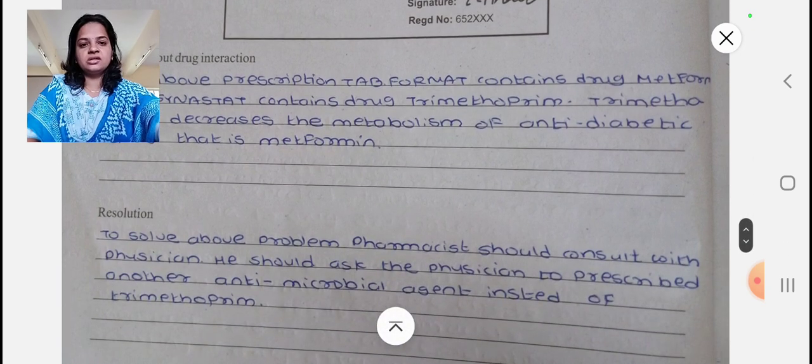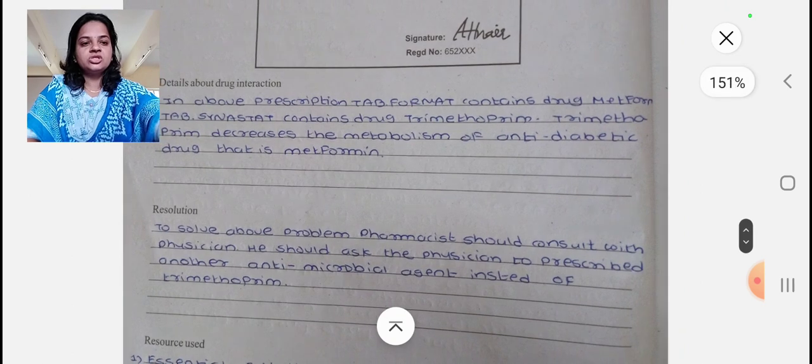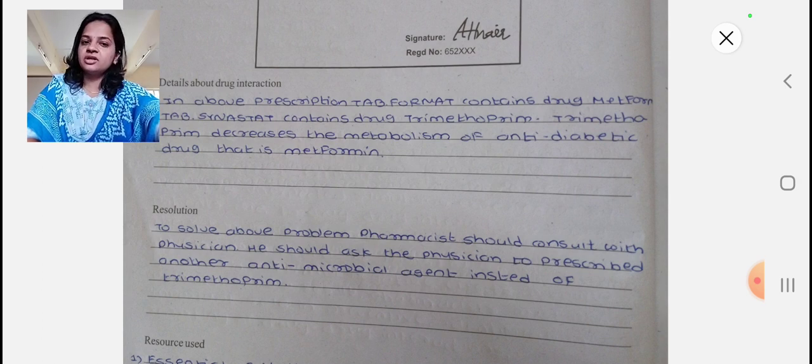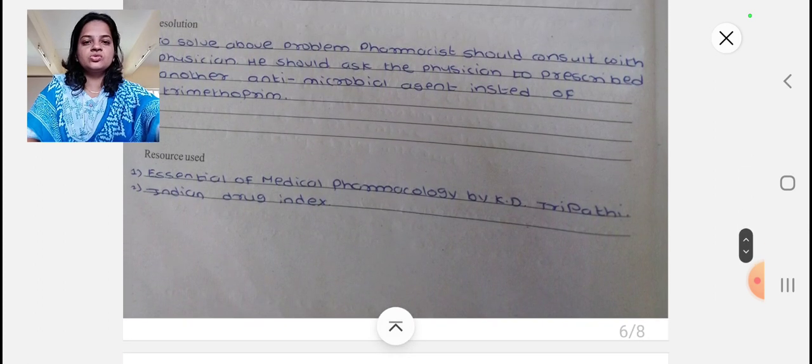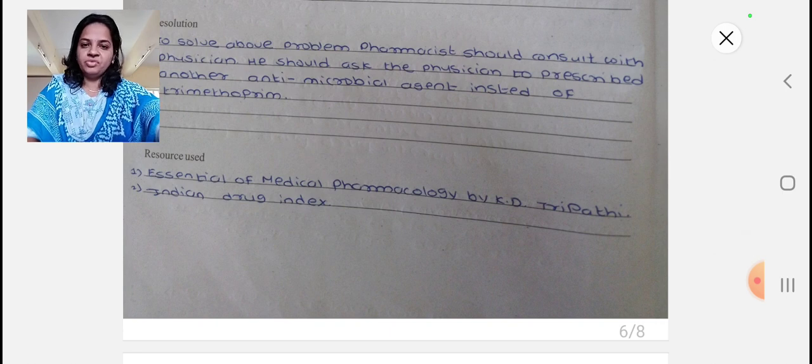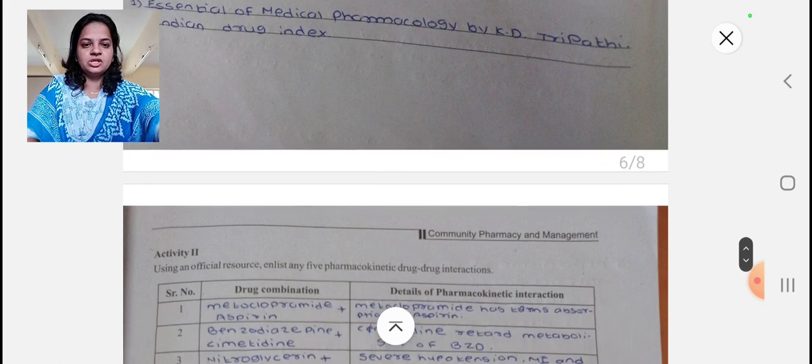Now how to solve this? To solve the above problem, the pharmacist should consult with the physician. He should ask the physician to prescribe another antimicrobial agent instead of trimethoprim. Then here, the resources used are the Indian Drug Index and Essentials of Medical Pharmacology by K.D. Tripathi. These books are used.